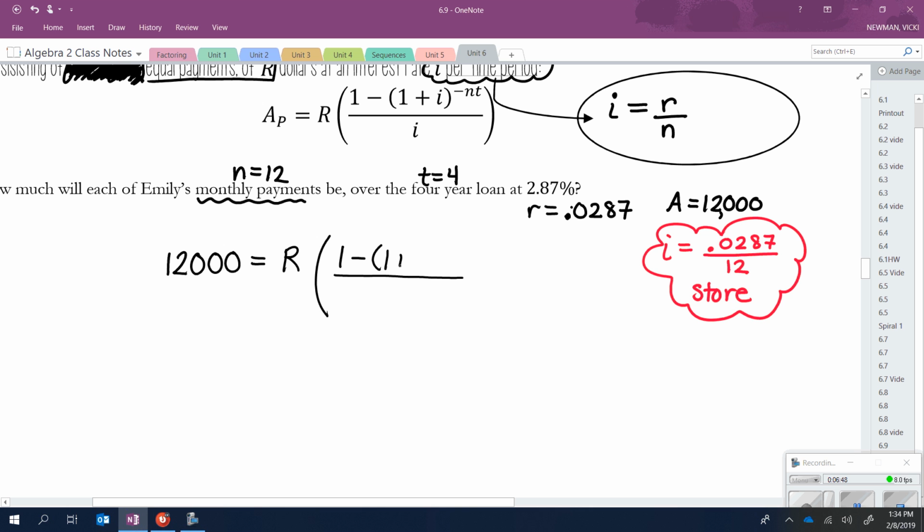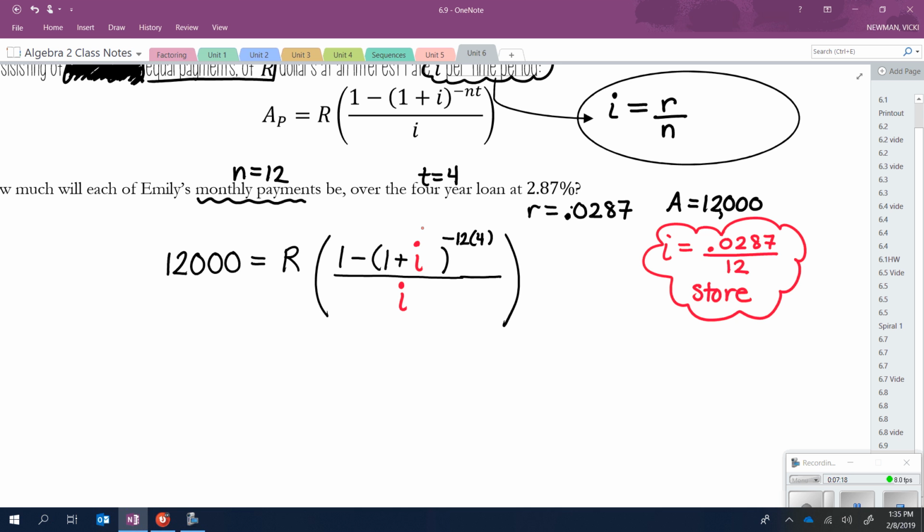So 1 plus negative 12 times 4, and so I is stored on your calculator. Is that okay? So we want to solve for R. Well, how do I get R by itself? Divide by that atrociously large set of parentheses fraction.